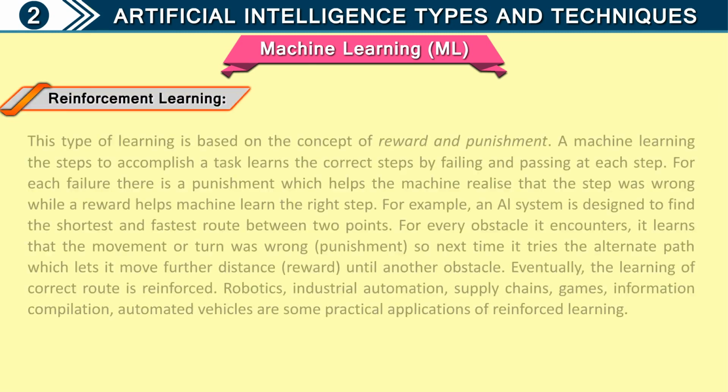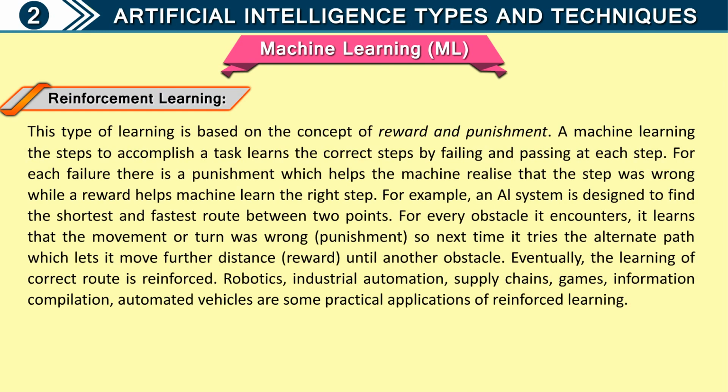Reinforcement learning. This type of learning is based on the concept of reward and punishment. A machine learning the steps to accomplish a task learns the correct steps by failing and passing at each step. For each failure, there is a punishment which helps the machine realize that the step was wrong, while a reward helps the machine learn the right step.